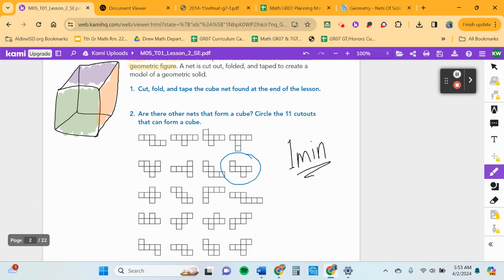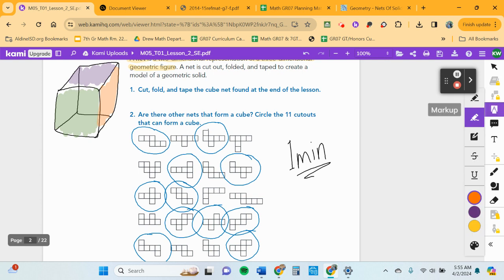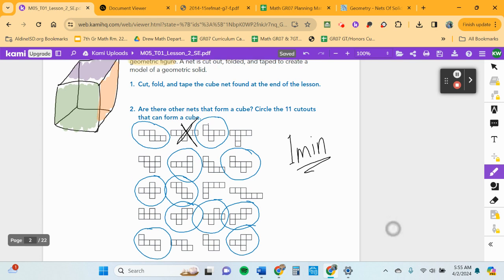Alrighty, we may have all gotten different answers, but that's okay. Let's compare. Here are all of the nets that you should have circled, but if you did not circle all of these, it is okay because some of these are really hard to visualize on paper. Something else that you could have done is cross out the ones that obviously do not create a net. For example, this one here. You can see that there are 1, 2, 3, there's like 5 sides and 1 base, so that wouldn't even make sense. All right, let's move on.